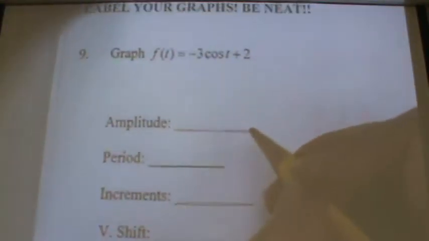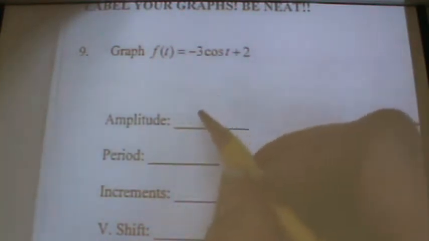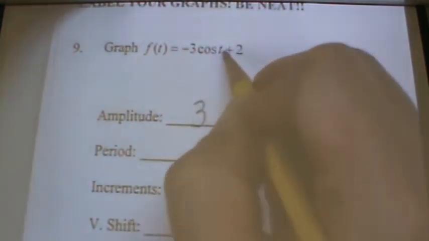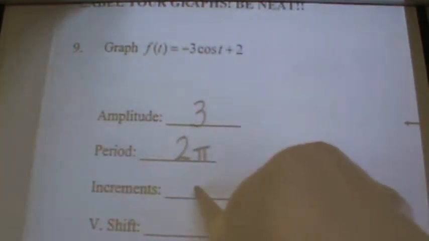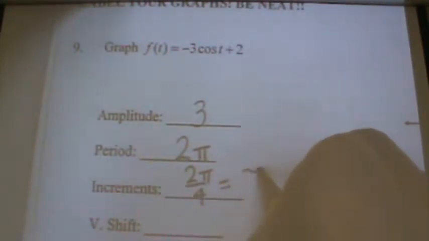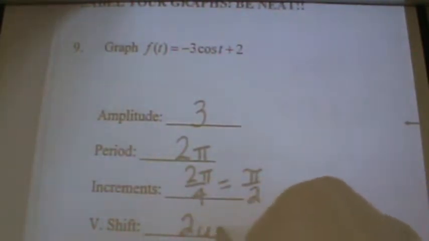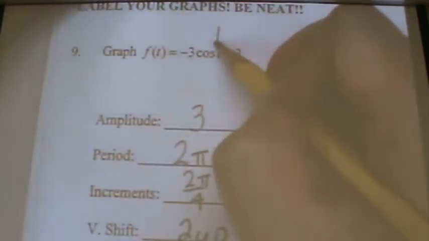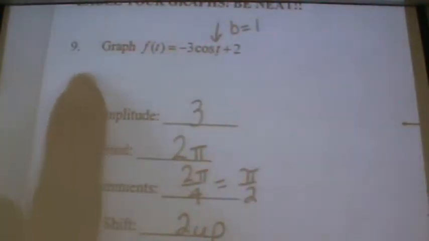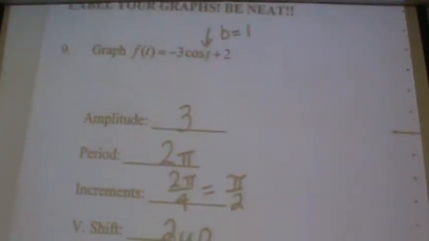Okay, what was different about these ones? Well, actually, question 9 is old hat. Why is question 9 old? Because the amplitude is still 3. The period is still 2 pi. The increments are still, you're going to do 2 pi over 4, so it's actually pi over 2. And your vertical shift is 2 up. Why is this still the same? Because the b value is 1. The b value is the number in front of t. So how will you graph number 9? So 9 is like what's on your test. So what you do is going to go shift up 2.